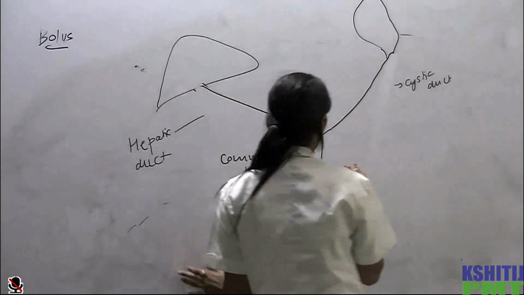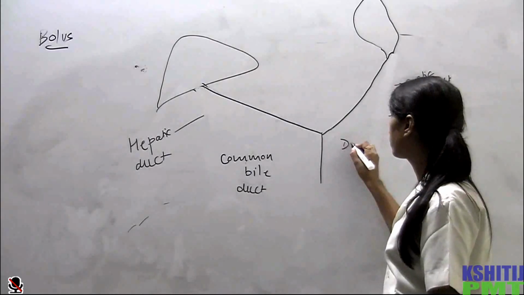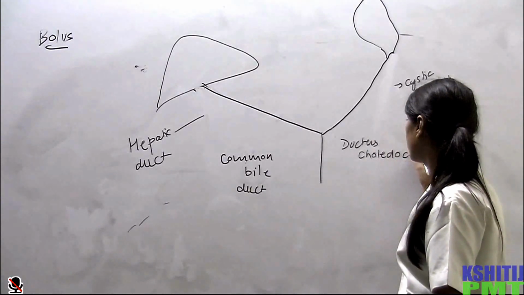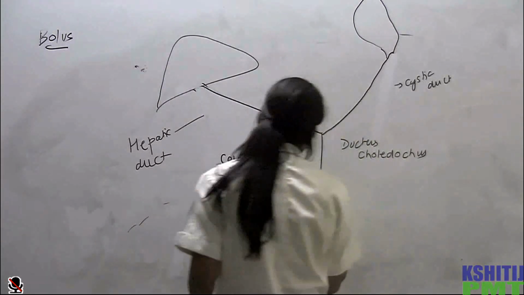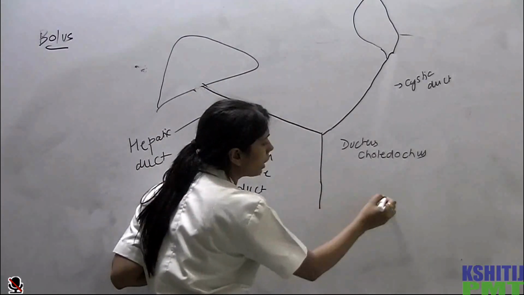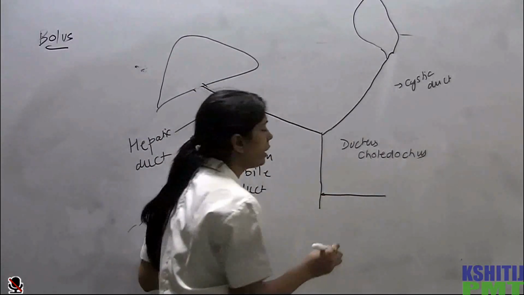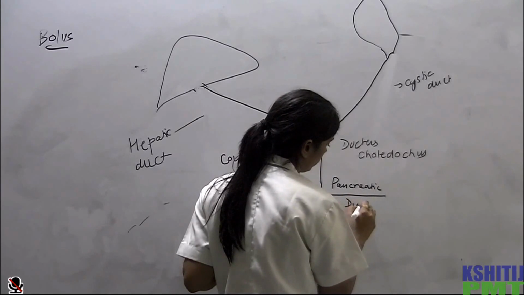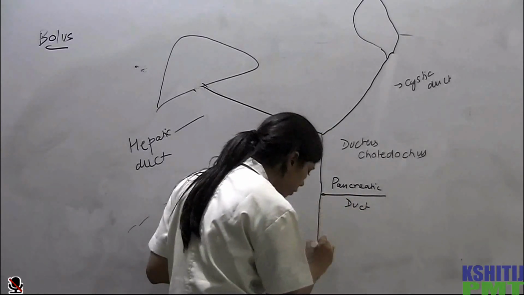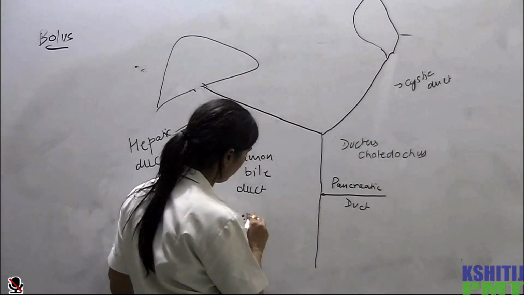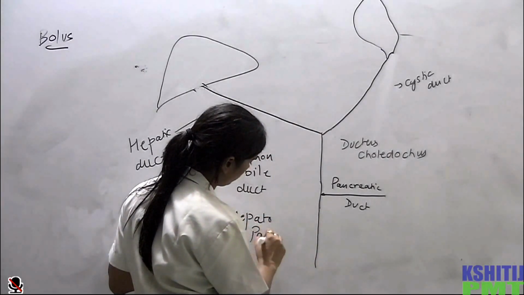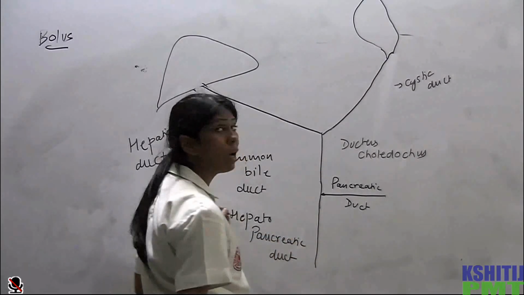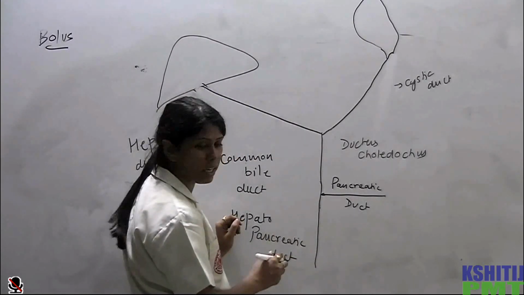It is also called the ductus choledochus. Now after this combines, it will combine with the pancreatic duct, and now this will form the hepatopancreatic duct. This is called the hepatopancreatic duct.